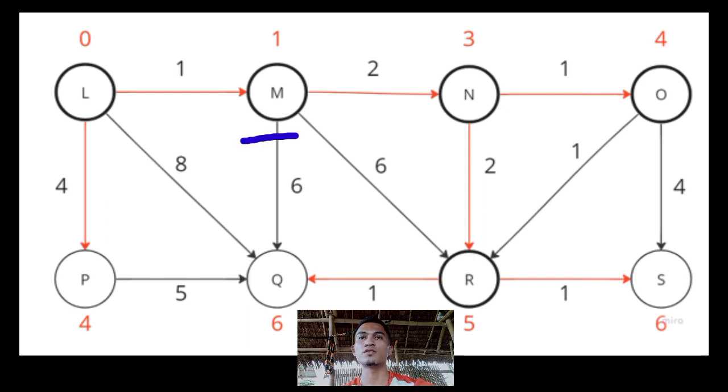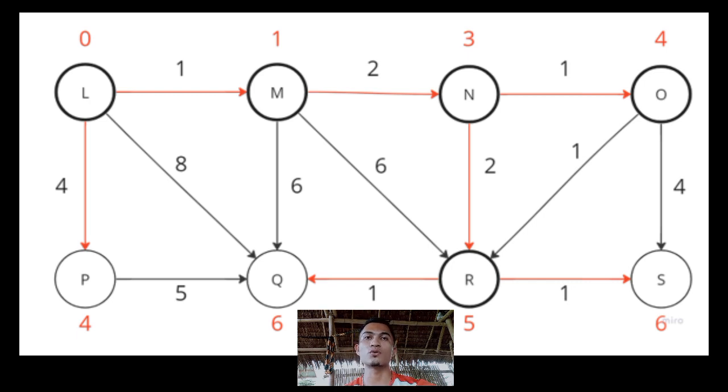Moving on from M to N, the value at M is 1, and the distance is 2. So you just add them: 2 plus 1, which becomes 3 at N. It answers N because you added the distances 1 and 2.